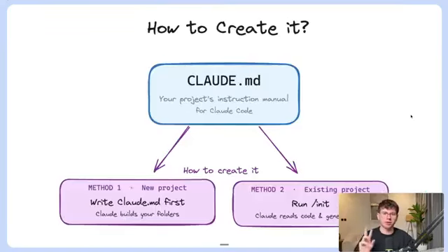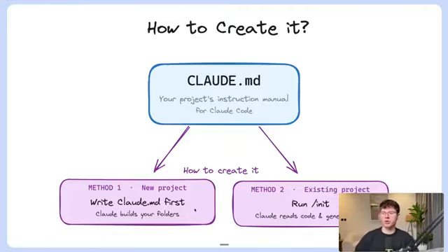So there are 2 different ways that we can set it up. The first way is using a 3-layer architectural structure. Sounds complex, but it's actually very, very easy. And the second way is running /init. Now, the 2 ways represent 2 different scenarios. The first scenario is method 1, where we write the claude.md first, and then we tell Claude to initialize the project. This is only for when we have a new project, when we're starting from 0.